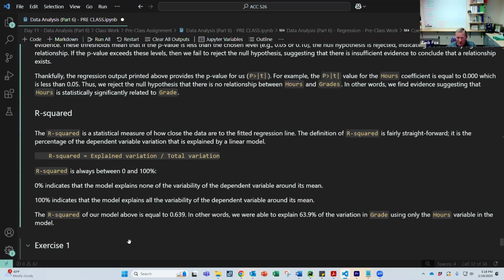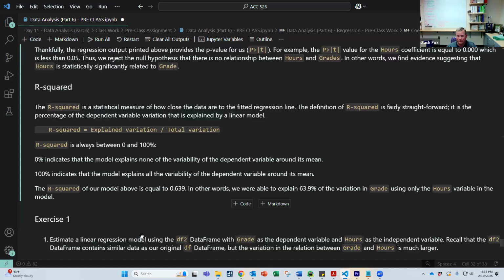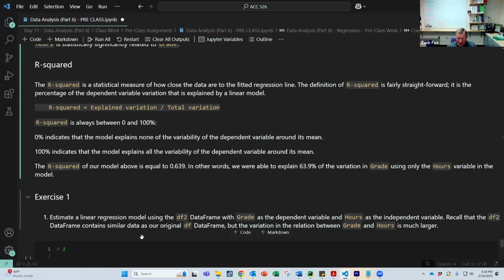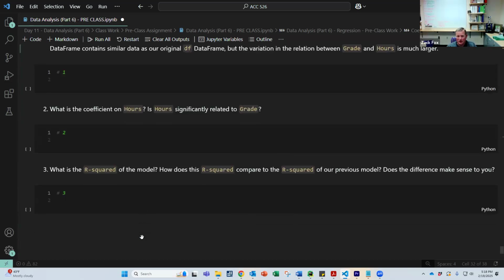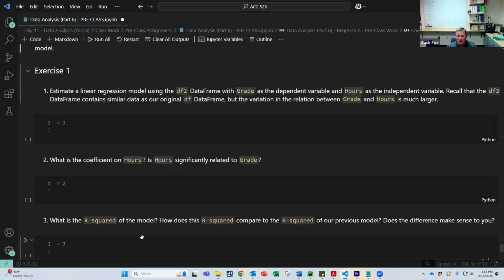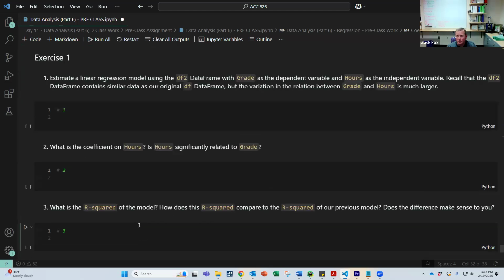The R squared of our model up above is about 63.9%. So in other words, we were able to explain roughly 64% of the variation in grade using only hours as the independent variable of interest in the model. All right. So, given this knowledge, can you perform and finish exercise 1?